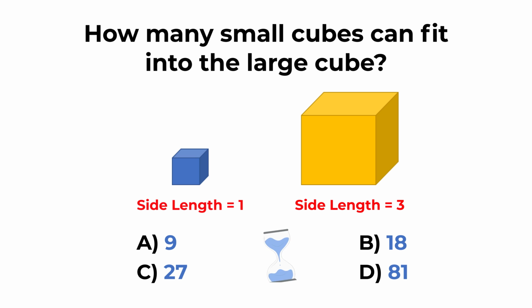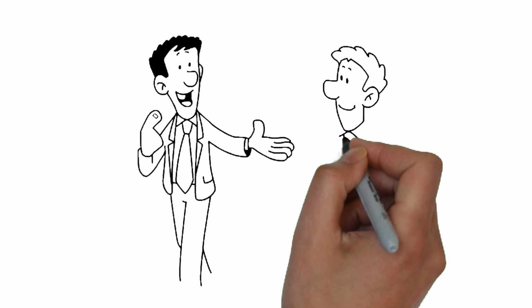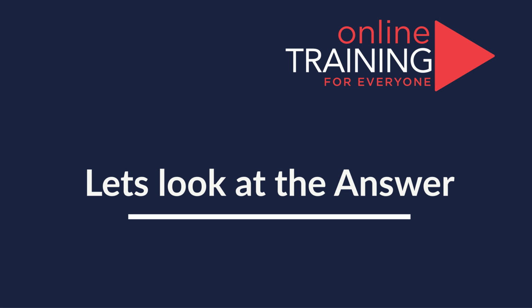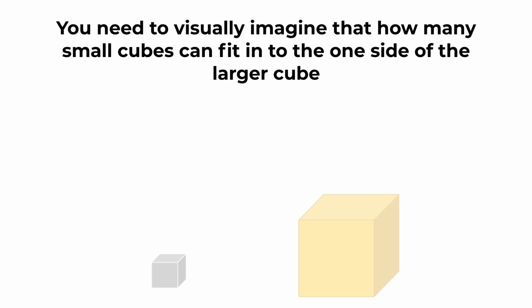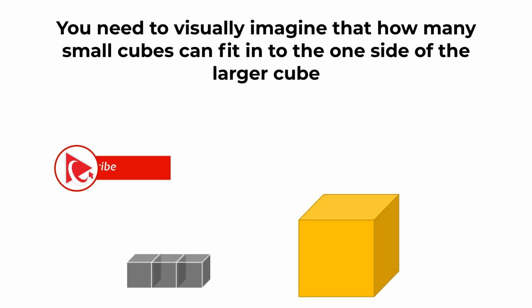Do you know the answer? Give yourself a few moments to calculate it. Maybe 20 to 30 seconds. This is about as much time as you get in the real test. Ready or not? Let's go ahead and get to the correct solution together. To solve this challenge, you need to visually imagine how many small cubes can fit into one side of the larger cube. And the answer is that 3 small cubes can fit on each side of the large cube.